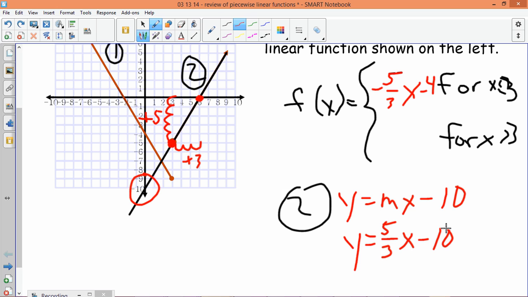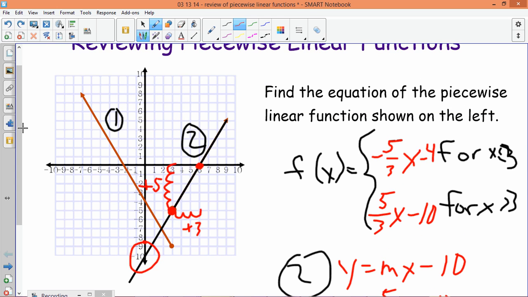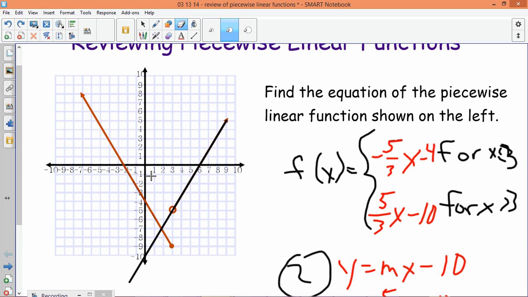F of x equals -5/3 x minus 4 for x is less than or equal to 3. And f of x is equal to 5/3 x minus 10 for x is greater than 3. That is all there is to it. I am done at this point, and I can move on to the next problem.